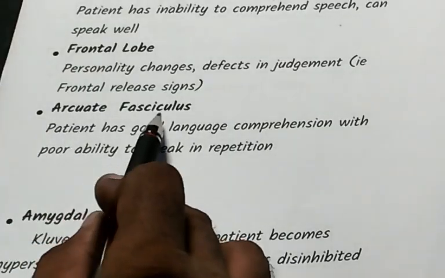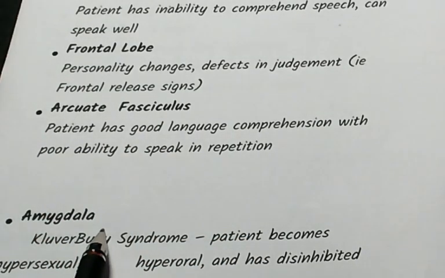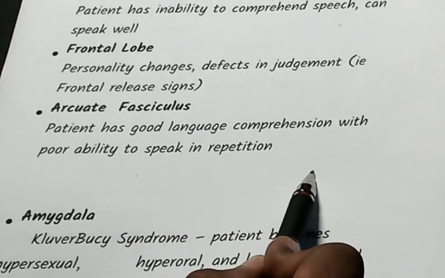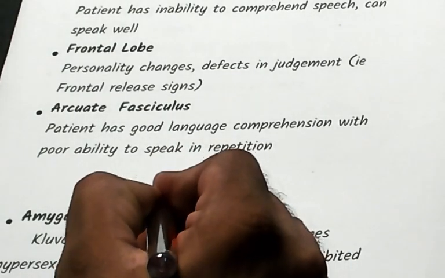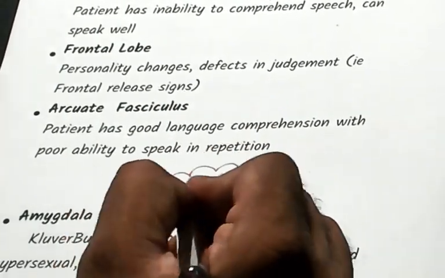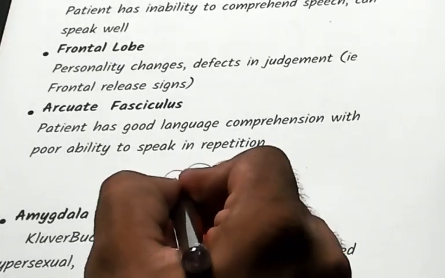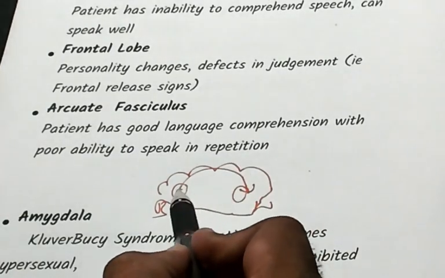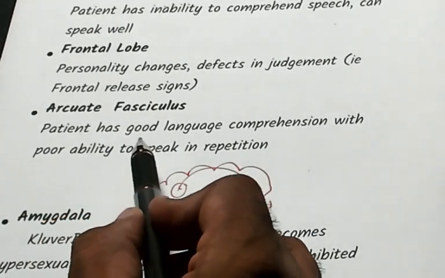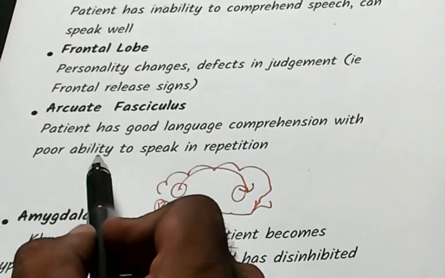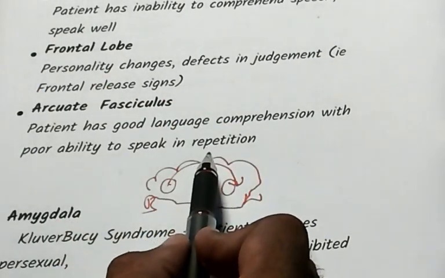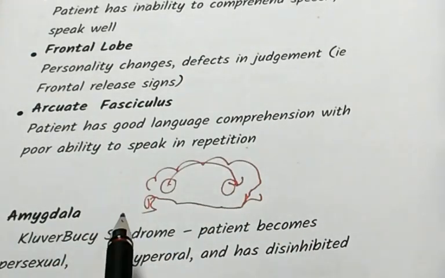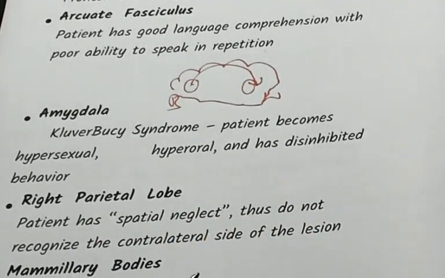Now, arcuate fasciculus, what does it do? Basically, it connects the Broca's anteriorly with the Wernicke's posteriorly. When this arcuate fasciculus is affected, the patient has good language comprehension, but he has a poor ability in repetition. Repetition में दिक्कत होता है. That is the problem with arcuate fasciculus.